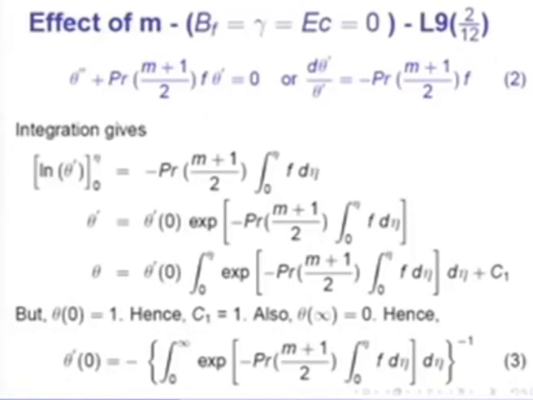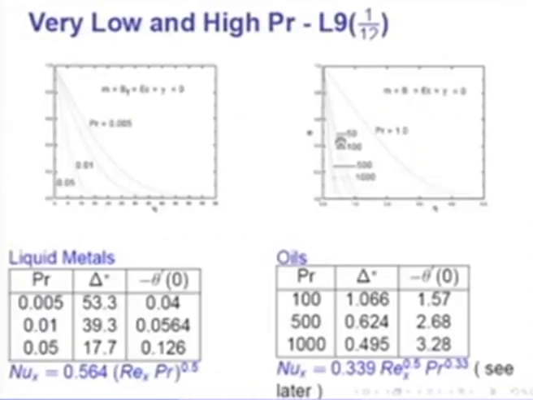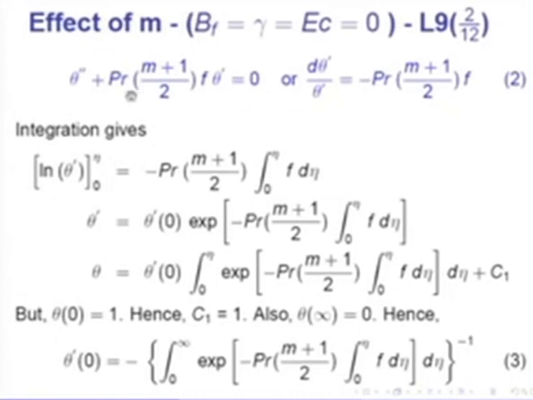We want to study the effect of m first of all, and for which we will assume that there is no suction or blowing. We will assume that the wall temperature is constant. We will assume that there is no viscous dissipation included. We are only including the effect of m along with that of the Prandtl number. So, the governing equation, for gamma equal to 0 and Ec equal to 0, would simply be theta double prime plus Prandtl (m plus 1) by 2 f theta dash equal to 0, which I can write as d theta dash over theta dash, because theta double prime is simply d theta dash, and that would equal minus Prandtl (m plus 1) by 2 f d eta.